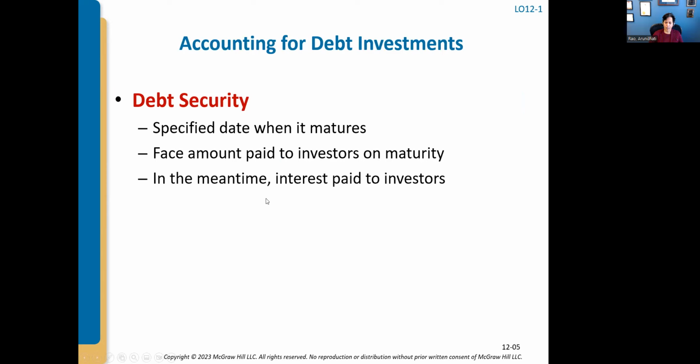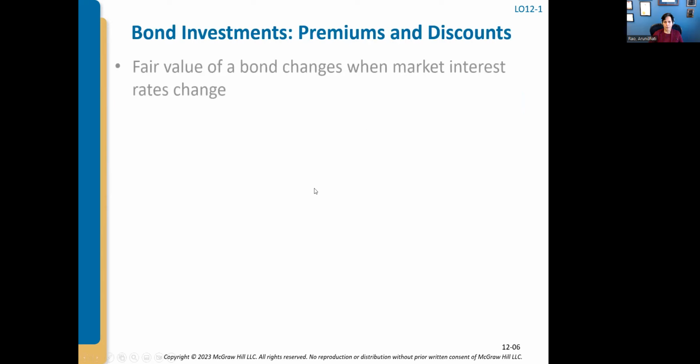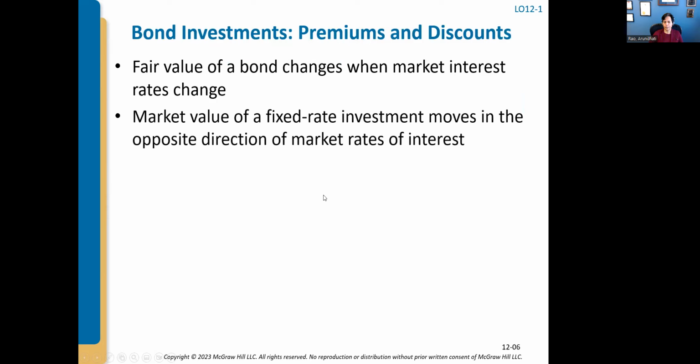And during this period, while I'm holding the debt, I will be paid interest. So the company that's borrowing the money, it's an interest expense for them. For the company that has loaned the money, it's going to be interest revenue for them. Okay. Something else to note over here.